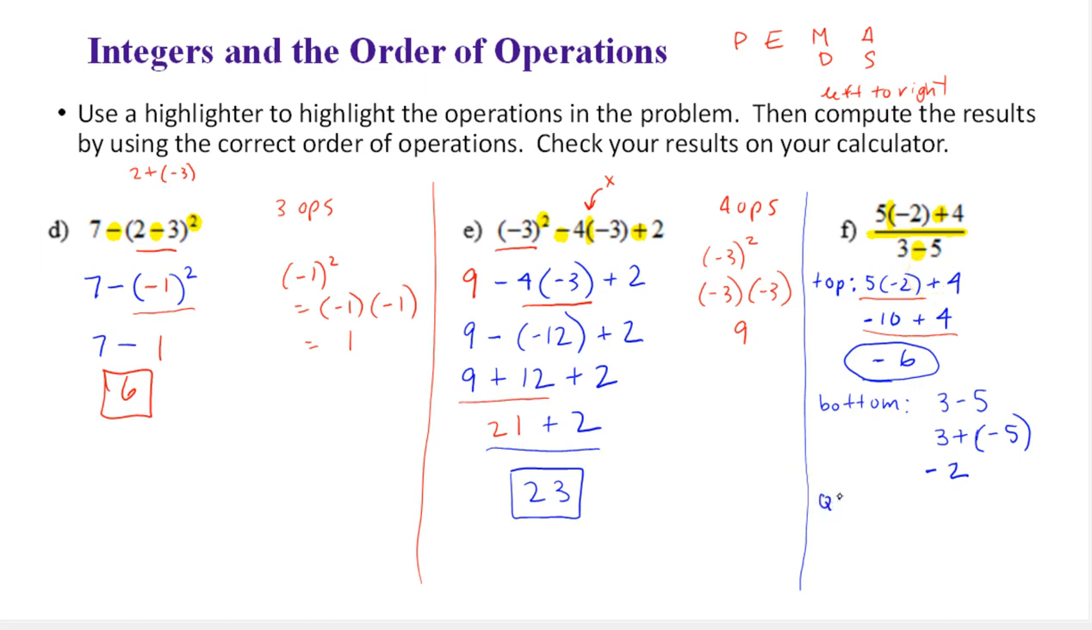Now we'll just call this last step Q for quotient. So the top, when it's all simplified, is negative 6. The bottom, when it's all simplified, is negative 2. So our last step is this division. Remember, this just means negative 6 divided by negative 2. So we divide their absolute values. So 6 divided by 2 is 3. And then since they're both negative, the signs are the same. So the answer is actually positive 3. And that is our final result.